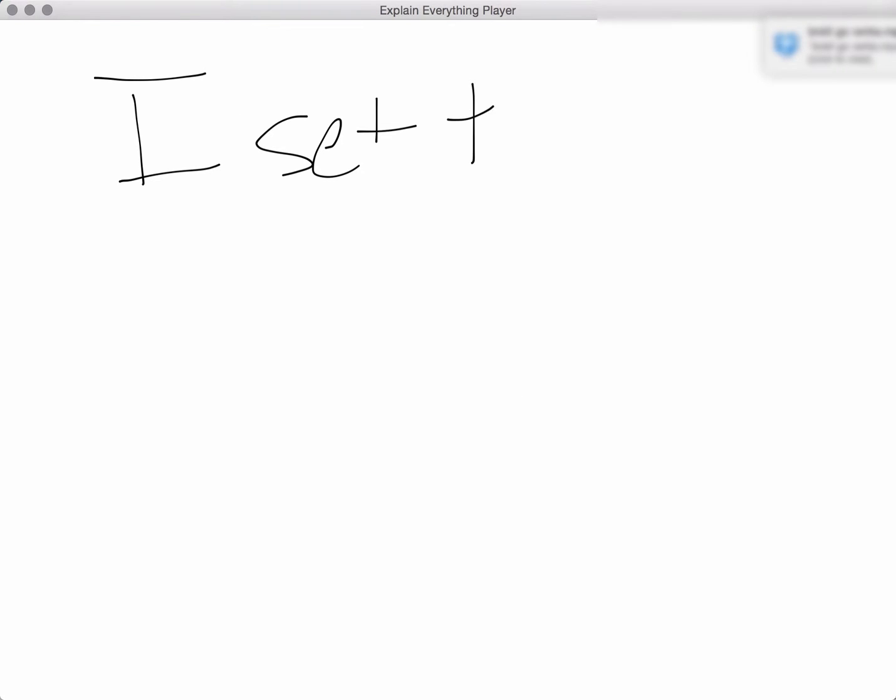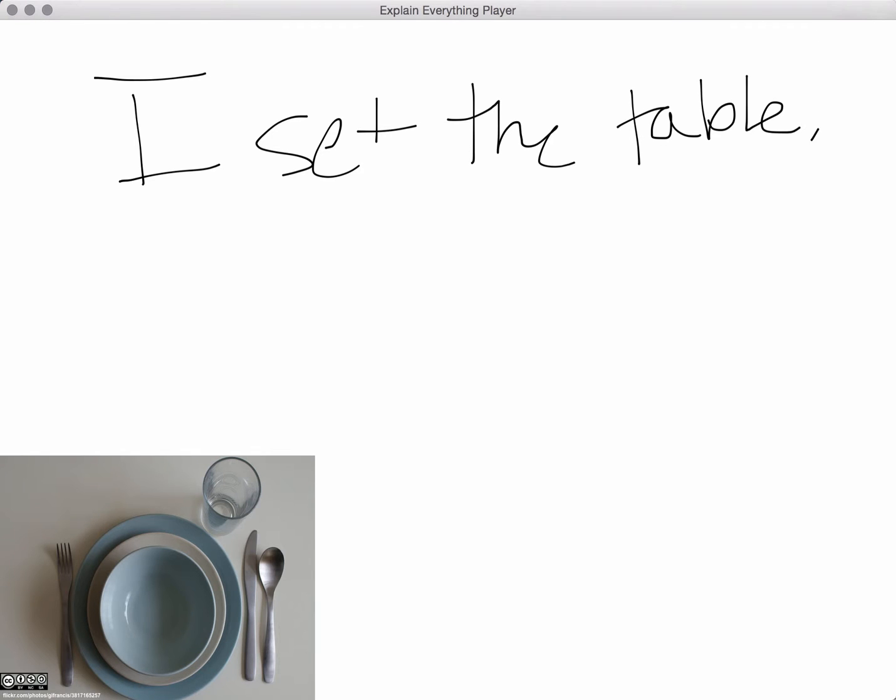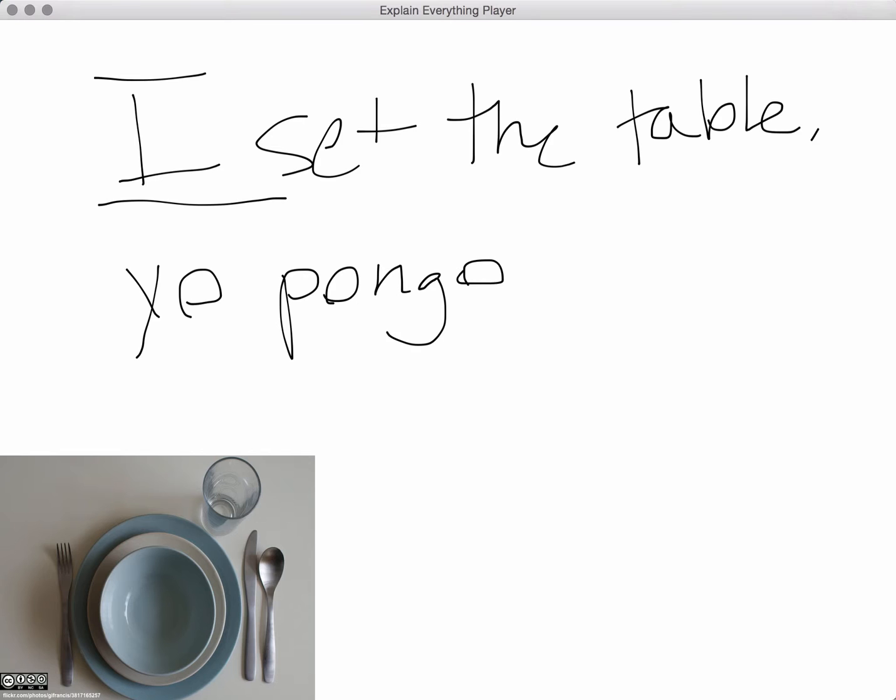So for example, let's say I set the table. So I set, so it's going to be in the yo form. So it's going to say yo pongo la mesa.